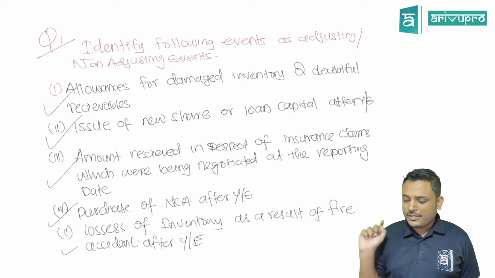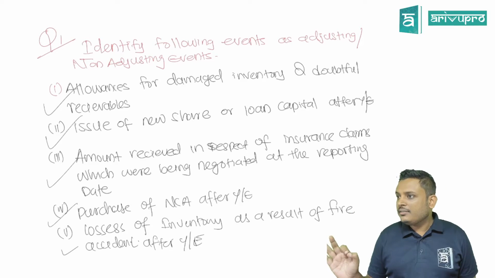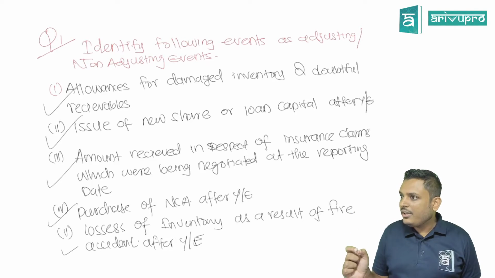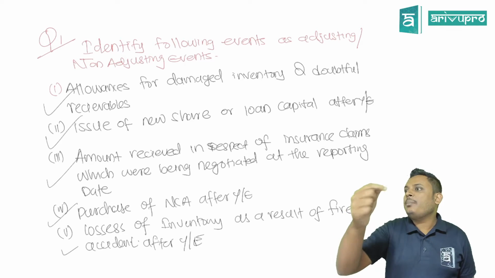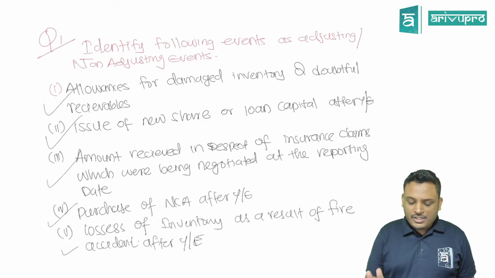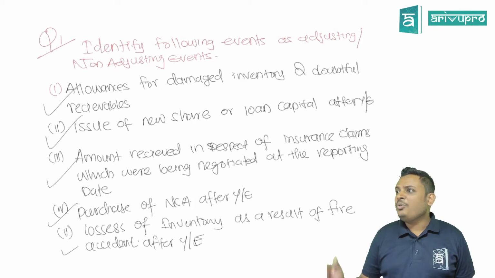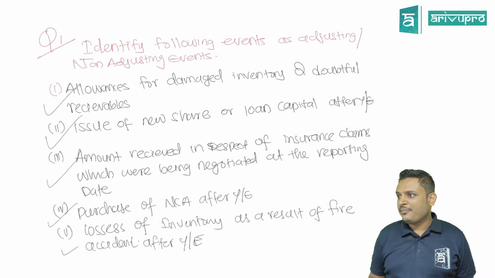I understood what you're asking now. The losses happened after the year end, and as a result of that loss, entity's going concern ability is questionable. You got my point what I'm saying? This is a major inventory. Without this inventory, you can't operate. That inventory is damaged. Now you need to close down the business. Going concern problem. Then it is an adjusting event.